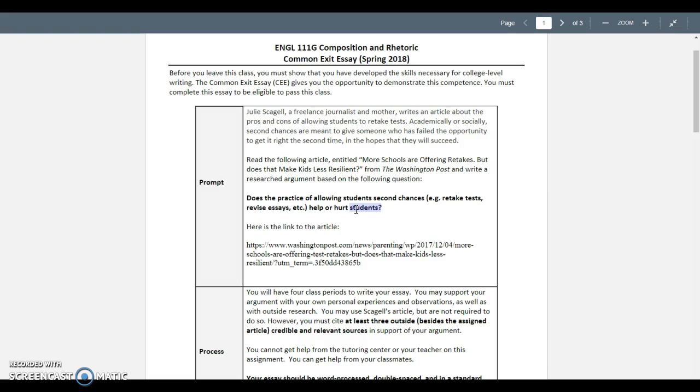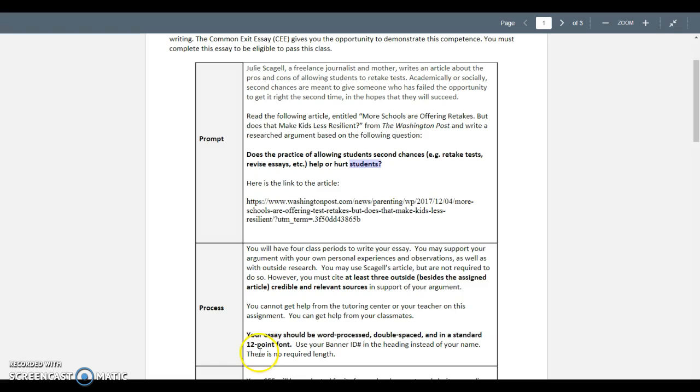You can talk about how this impacts students as they grow older, but remember, the emphasis right now is second chances. Are they helping or hurting students? So let's go ahead and look at the process. Like I said, I recommend that you print this out, that way you can go ahead and analyze the instructions and other details.